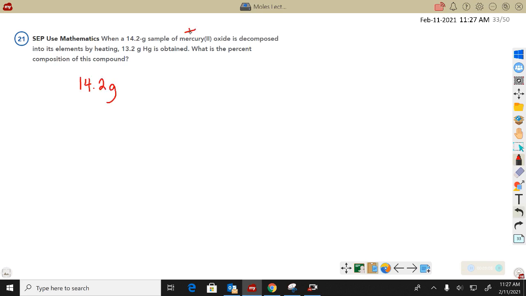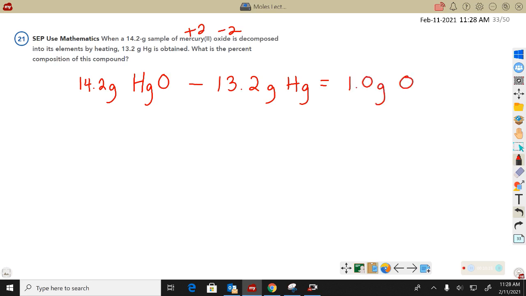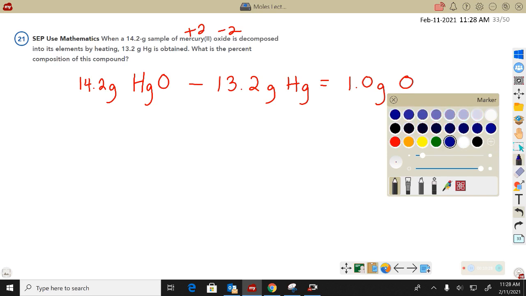Now we could figure out the oxygen if I take 14.2 grams. This is mercury(II) oxide. Oh, well, that's kind of nice. It's neutral. If I take the mass of the compound and subtract the mass of the mercury, the remaining mass should be the oxygen. 14.2 minus 13.2 gives me a big fat 1 gram of oxygen. Well, now I could do the percent composition.